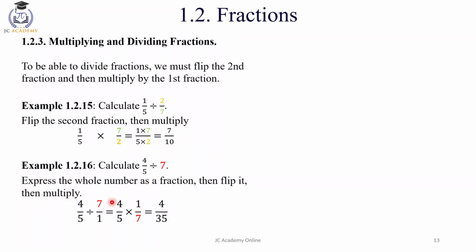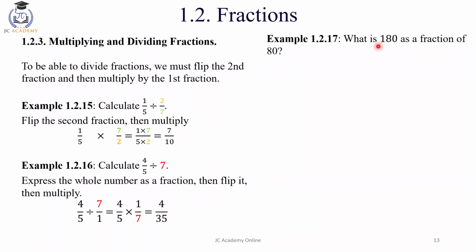So we have 7 written as 7 over 1. When we flip it, we have 1 over 7, then the division changes into a multiplication. So we have 4 times 1 equals 4, 5 times 7 is equal to 35. Okay, and that is our answer.